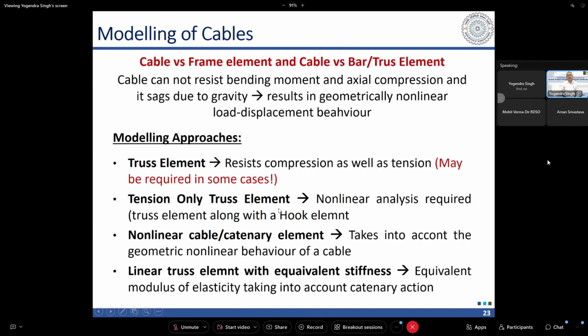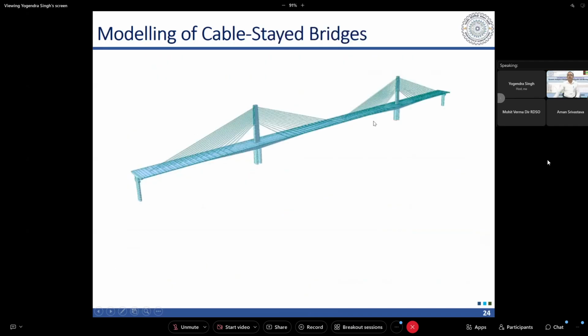Whereas here, when we are having a single plane of cables, the cables are vertically arranged in a single plane. In that case, we can even consider a single spine model. So the superstructure in this case has been modeled by a single frame element. And what you see in 3D is actually the extruded view of that line element.